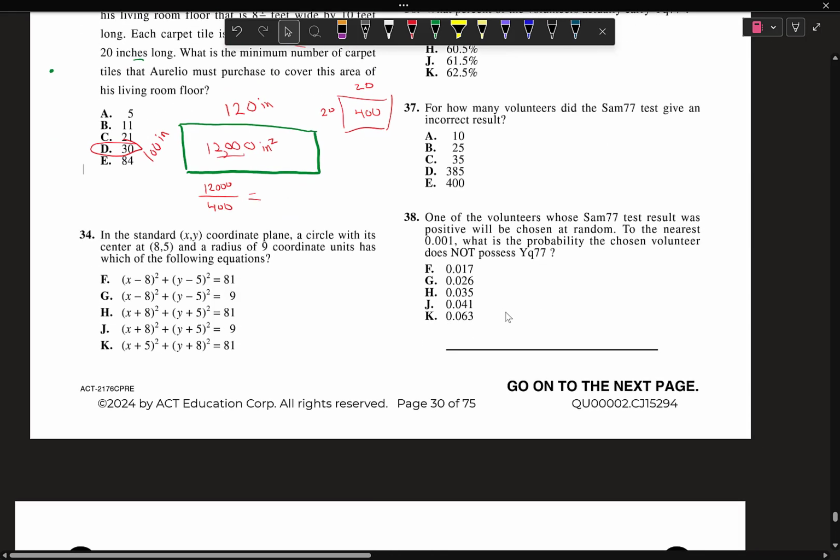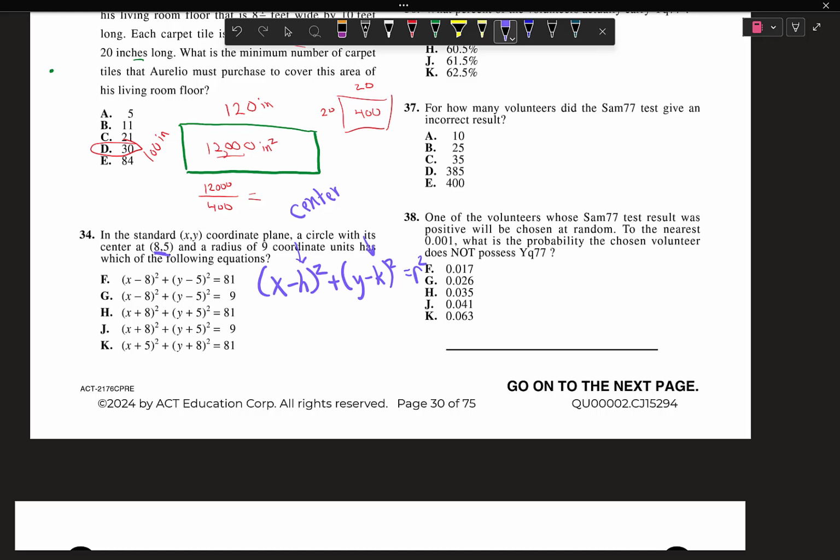All right, 34. This one is really easy if you know the equation of a circle formula. So I'm going to write that down. I would encourage you to commit this one to memory because it shows up a lot. Where H and K represent the center of the circle, and R is obviously the radius.